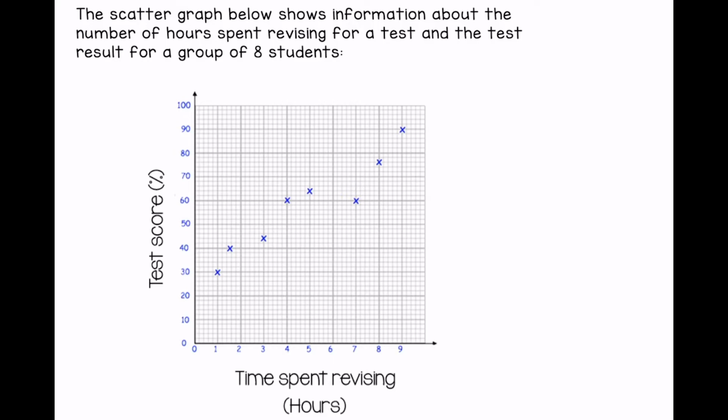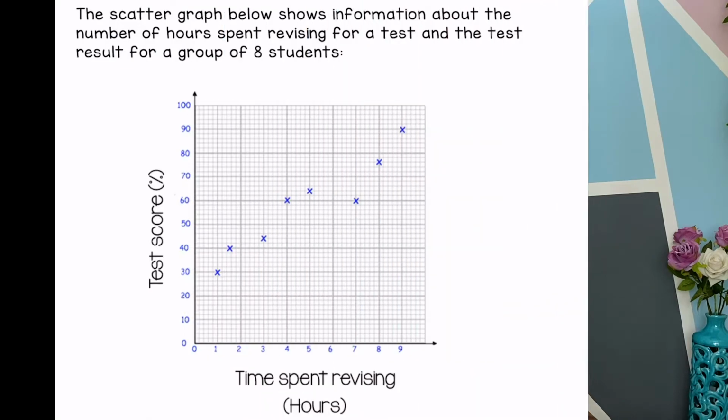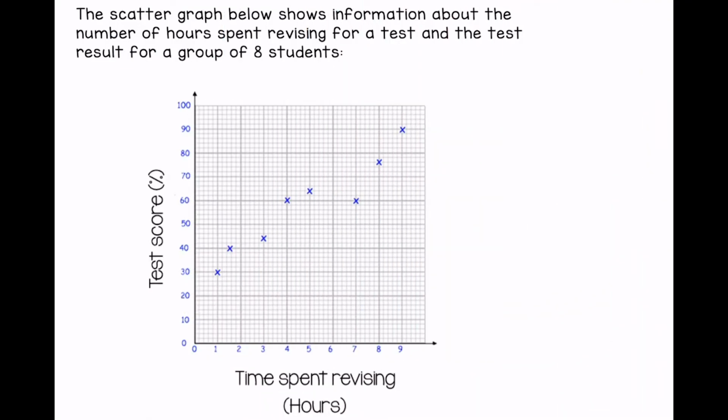Alright, looking at the next question. The scatter graph below shows information about the number of hours spent revising for a test and the test result for a group of 8 students. So we can tell that with a scatter graph question, there are 2 ways that the question can be asked. Number 1, draw the scatter graph. Number 2, interpret the scatter graph. So this is the second option. If we look at the graph, we can see that we have the test score on the vertical axis, the time spent in hours revising on the horizontal axis.